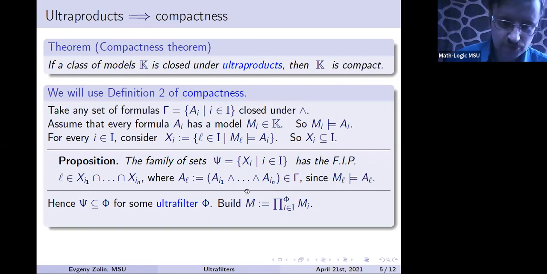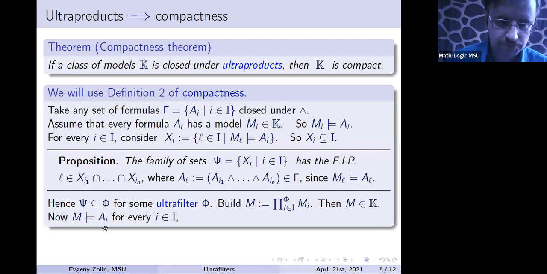Let us prove that this is the model that we need. In this model, our gamma holds. Firstly, recall that this model belongs to K because K was closed under ultraproducts. So we need a model for gamma that belongs to K, and this model belongs to K. So, okay, it remains to show that in this model, all formulas from gamma hold. So we need to show for every formula AI why this formula holds in this big model.